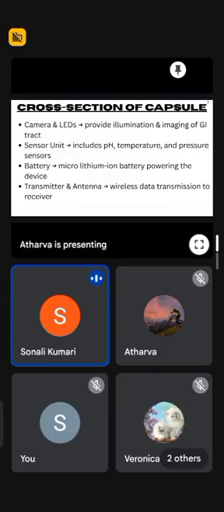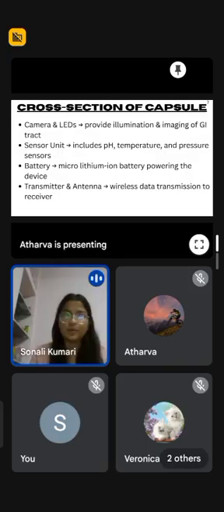Now we'll discuss the cross section of a capsule. It consists of cameras and LEDs which provide light and imaging of the gastrointestinal tract or the small intestine of the human body. Then comes the sensor unit which includes pH, temperature, pressure, etc. Then we have the battery, made of micro lithium ion, for providing power so that the cameras can act inside the gastrointestinal tract.